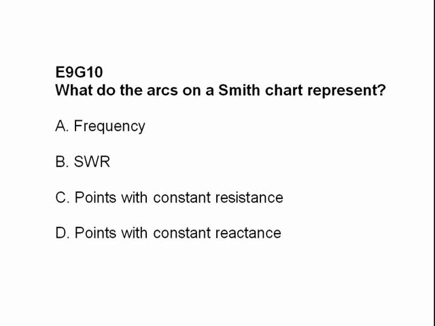What do the arcs on a Smith chart represent? A, frequency. B, SWR. C, points of constant resistance. Or D, points of constant reactance. Answer D, points of constant reactance.